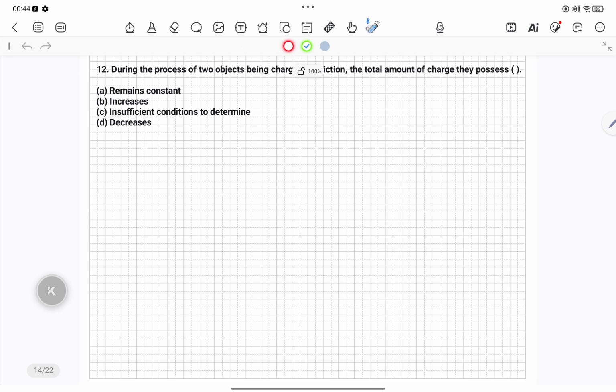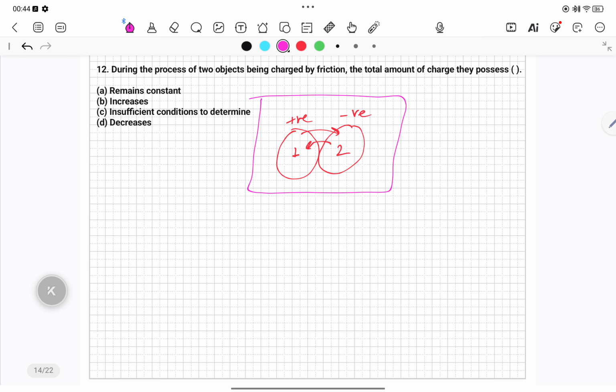Question number 12. During the process of two objects being charged by friction, the total amount of charge they possess. When there are two bodies, suppose this is body 1 and this is another body 2, and we are charging these two bodies. So there will be transfer of electrons. One of the bodies will become positively charged and the other body will become negatively charged. But if we consider the whole system, the total net charge will be the same. So its answer will be option A, that is the total charge of the system remains constant.